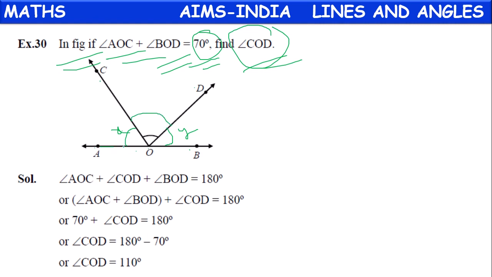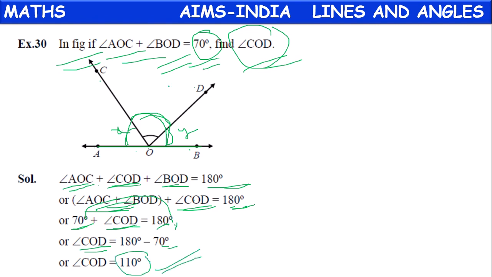So AB is the line. So all the angles lying on the same side of the line equal 180. So AOC plus COD plus BOD is 180 degrees. But AOC, BOD, let's keep them separate. COD, let's keep it separate because we want to find COD. AOC plus BOD, already they have given 70 degrees, plus COD is 180. COD, 70 will come this side, 180 minus 70, which is equal to 110. So COD equals 110 degrees.